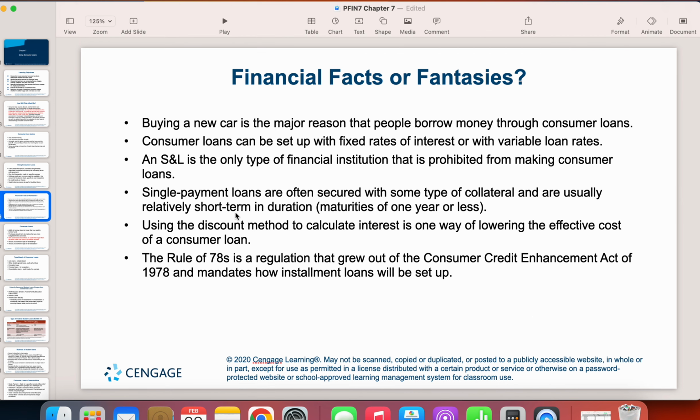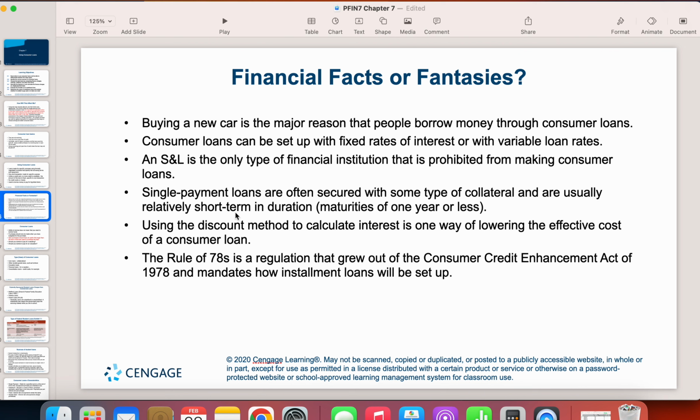So some facts or fantasies. Is it true that buying a new car is the only reason that people borrow money through consumer loans? Are consumer loans set up with fixed rates of interest or variable rates of interest? They can be both. And people are using consumer loans to buy things other than cars. A savings and loan is the only type of financial institution that is prohibited from making consumer loans. They're actually able to make them.